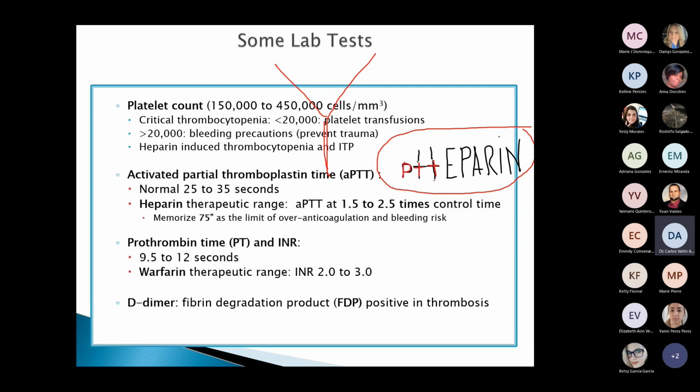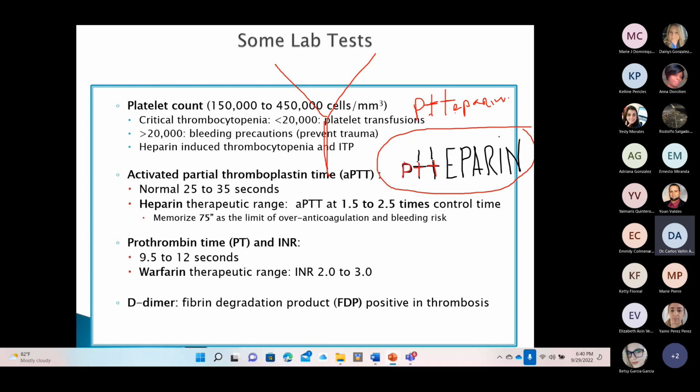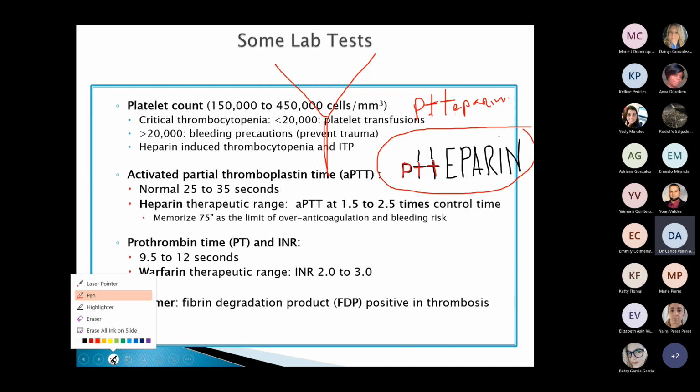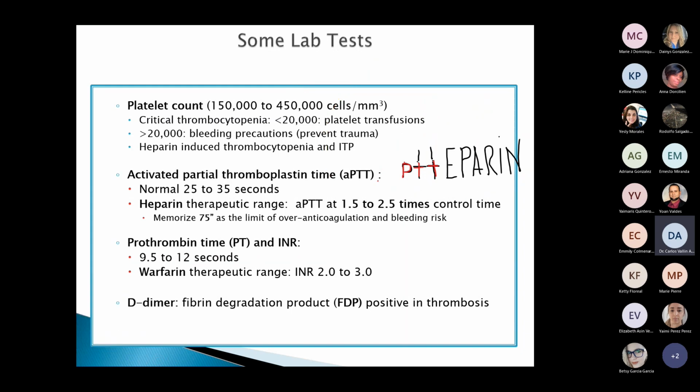Okay, this is a mnemonic. If you have bad memory, it's a mnemonic. If you write the word heparin, put a P before the H, and then extend a little, and then you have PTT. It's a mnemonic for the people who have bad memory and get confused in the test.